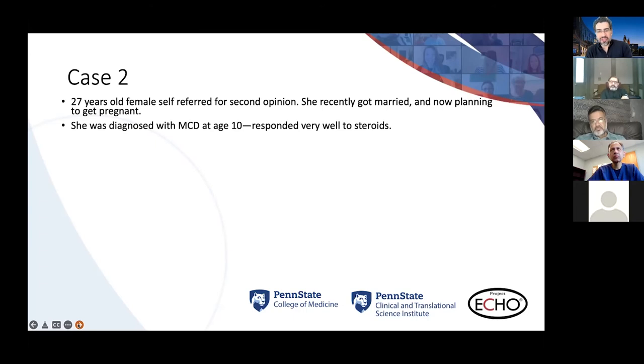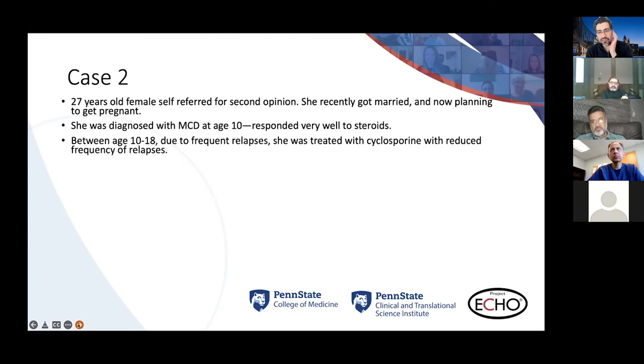She responded very well to steroids. For the entire duration, between 10 and 18, she was with pediatrics. She had frequent relapses. They tried cyclosporin, with some help in reducing the frequency of relapses, but she has had many courses of steroids as well, on top of sometimes baseline cyclosporin. Sometimes she was off the medicine, so there was some mixed compliance as well.